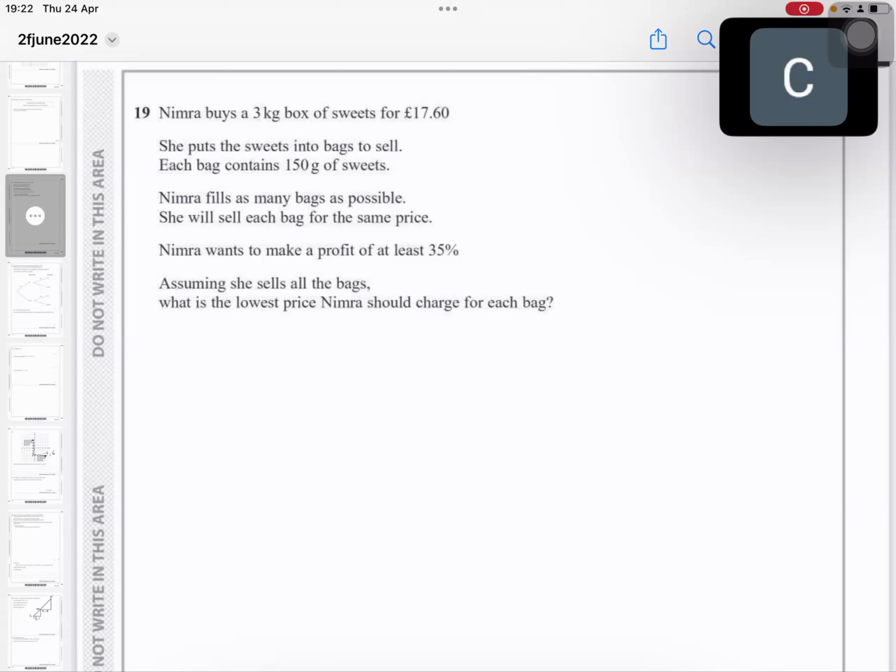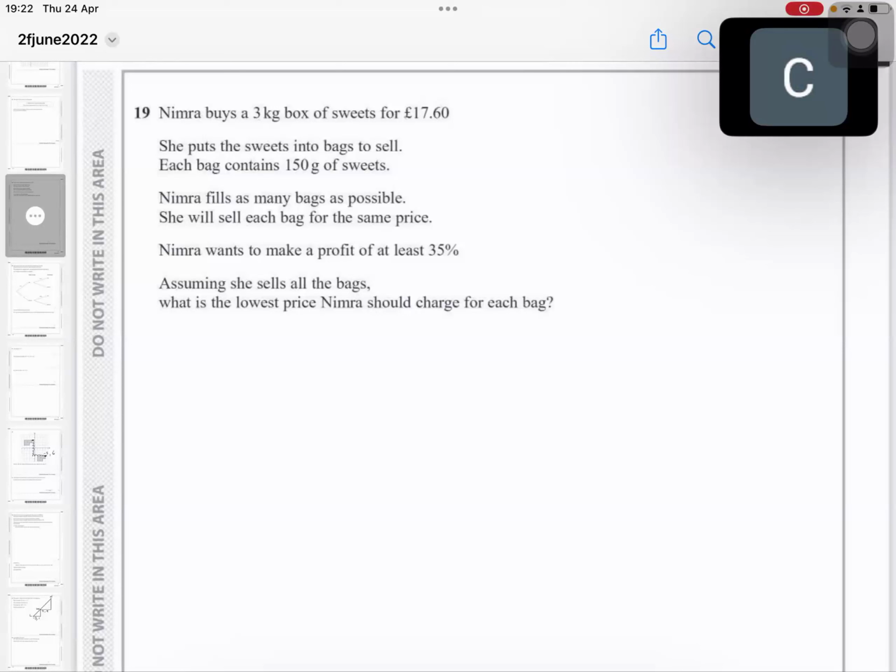Now, you know what we'll do. Can you use your calculator to find out how many 150 you would find in 3 kilograms? In other words, remember 3 kilograms is 3,000 grams, right? So divide 3,000 by 150. What would you get? 20. Exactly 20, right? Good. So she came out with 20 bags of sweets to sell.